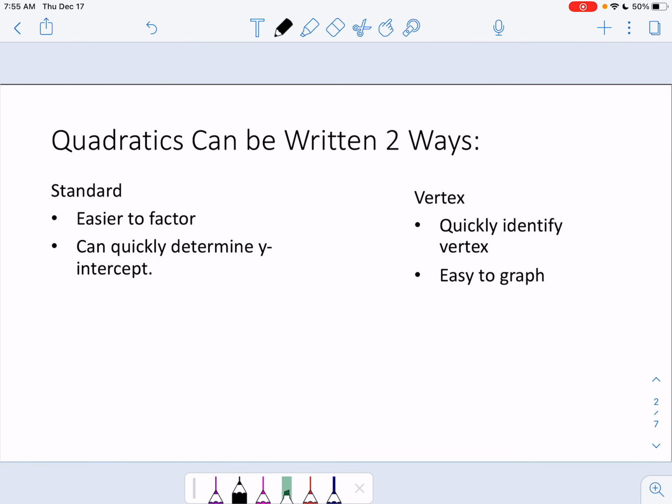So quadratics can be written two ways. Standard form, which looks like ax squared plus bx plus c. This form is easier to factor, and you can quickly determine the y-intercept. It's typically just that c value. You can also write the exact same function and relation in vertex form. We like vertex form because you can quickly identify the vertex and it's easy to graph.